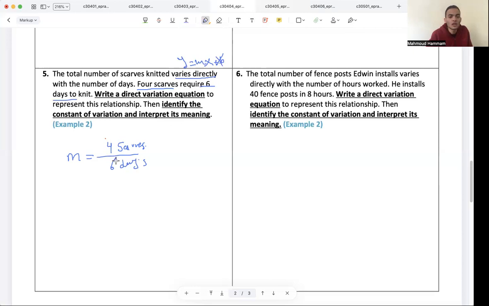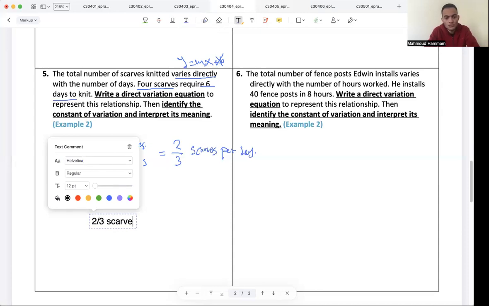So I can simply divide 4 divided by 6. Divide by 2, divide by 2, it will become what, Adham? 4 divided by 2 is 2. 6 divided by 2 is 3. So this means 2 over 3 scarves per day. Okay. So this is my meaning. I will just write it here in English: 2 over 3 scarves per day.